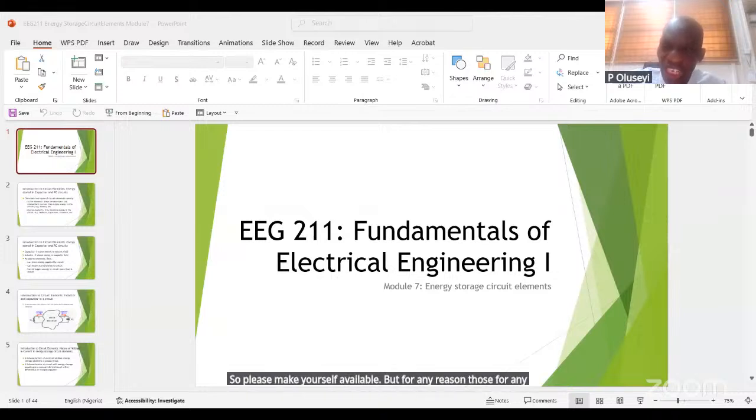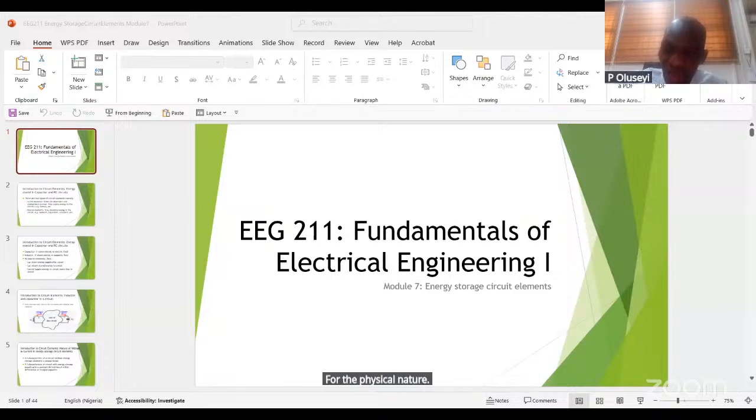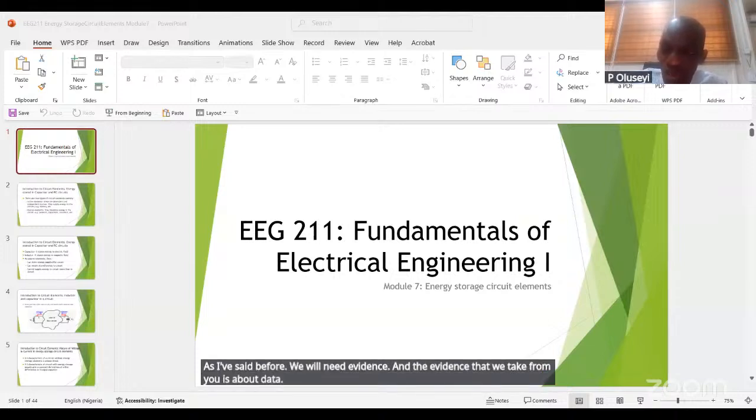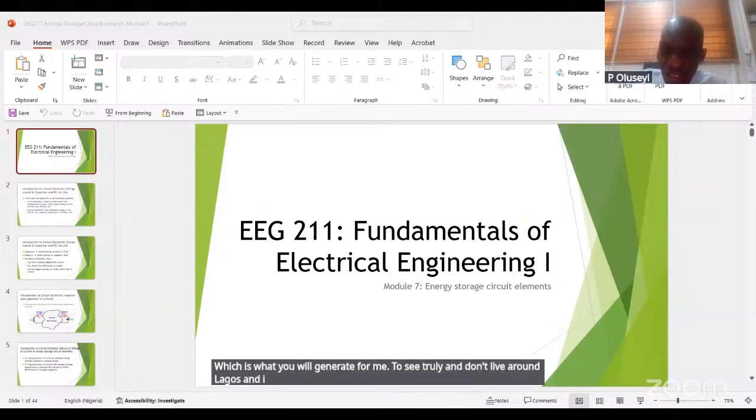those who are not within Lagos, we are giving you that privilege that you will come back later. When you resume for the physical lecture, you'll be allowed to take your lecture and your labs. But we will need evidence. As I have said before, we will need evidence. And the evidence that I will take from you is data, which is what you will generate for me to say, truly, I don't live around Lagos and I don't live in the Southwest.